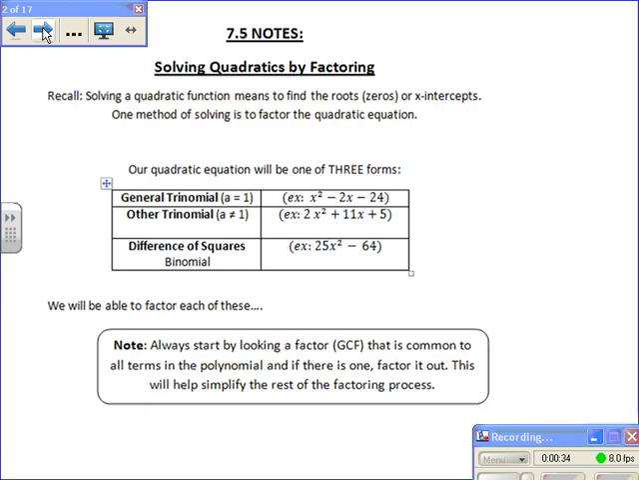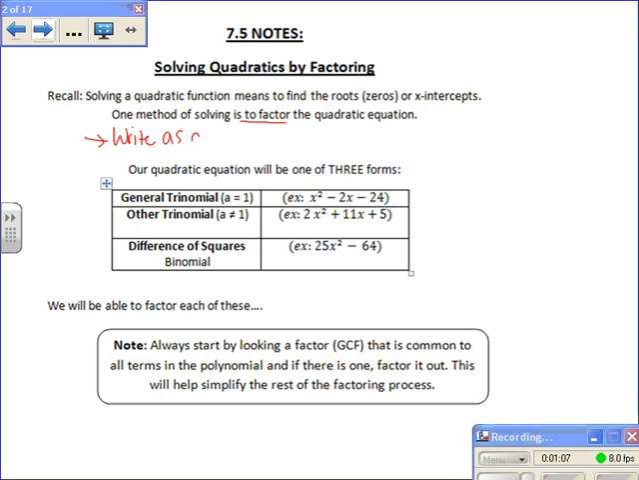So recall that when you have a quadratic function, to solve for the roots, we have to figure out what are the values of the x-intercepts. One method to solve a quadratic is to factor the quadratic equation. And we've actually already done this, so this part 1 is a little bit of a review. I'll remind you that to factor means to write that quadratic equation as a product of its factors, or as a product of binomials.